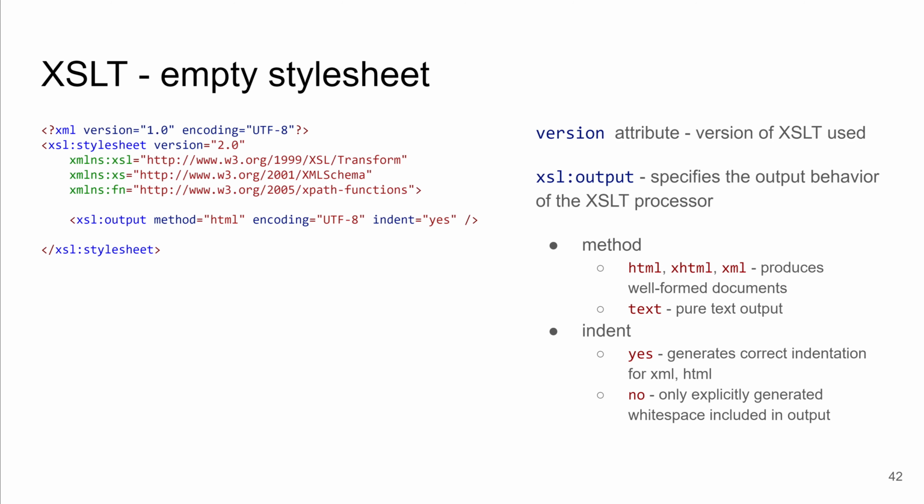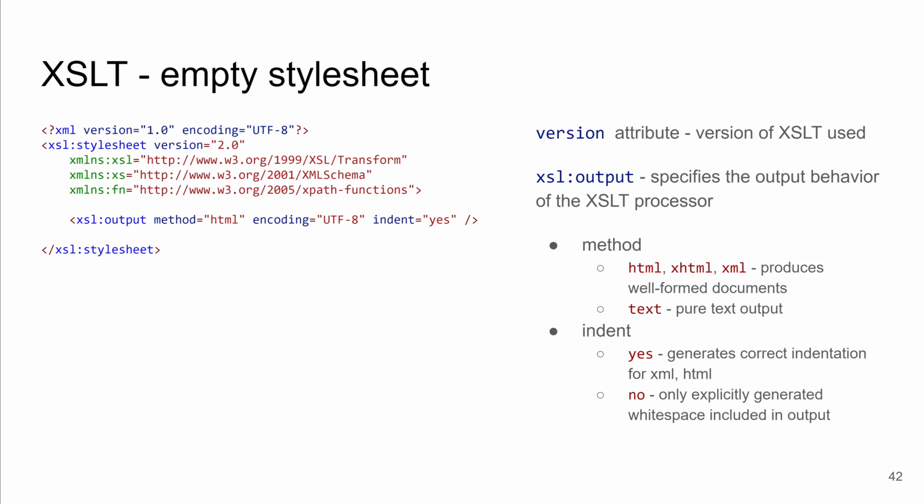Right, so let's start with an empty XSLT style sheet. So this style sheet has the XML prologue, of course, and then it has the XSL style sheet root element. Here, the version attribute specifies the XSLT version used in that style sheet. Here we have version 2.0. Then we have three basic XML namespaces defined, and we have the XSL output element, which specifies what will be the output of this style sheet.